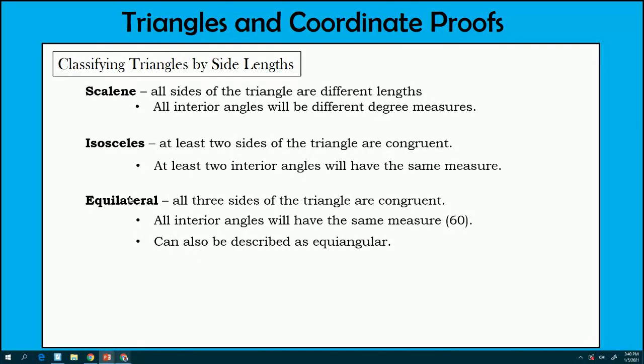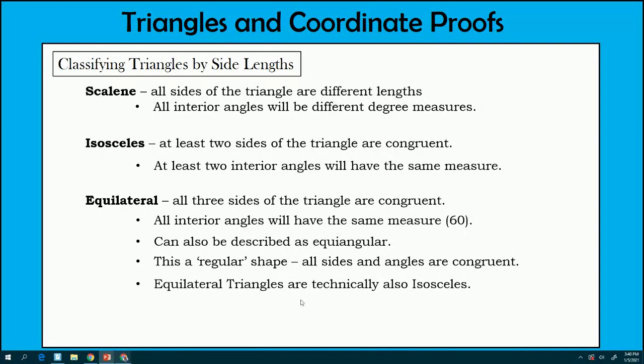It's called equal angular as well as equilateral. Those are interchangeable because of the biconditional statement that made up the definition of equilateral. This is considered a regular shape. A regular shape is a polygon in which all sides are the same length and all angles are the same measure. And finally, equilateral triangles are actually also technically isosceles, because isosceles is defined as at least two sides. So if you have three sides, you have at least two sides. So if it can be labeled equilateral, it can also be called isosceles. But obviously, we'd rather be more descriptive.